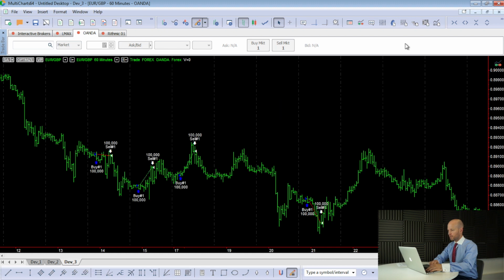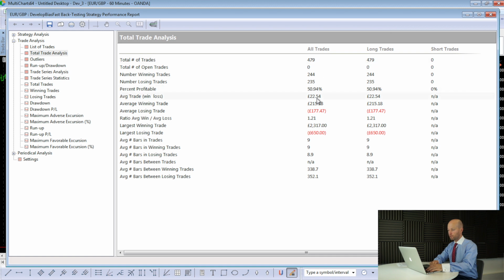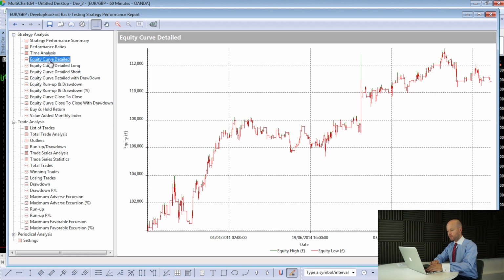So in this workspace we've got the trading costs added, and looking at the performance report you can see now the average trade is £50 less, so it's come down to only £22 per trade, and £22 is just a little bit small for profit for my liking. So let's have a look at the equity curve, and you can see the equity curve is definitely worse now.